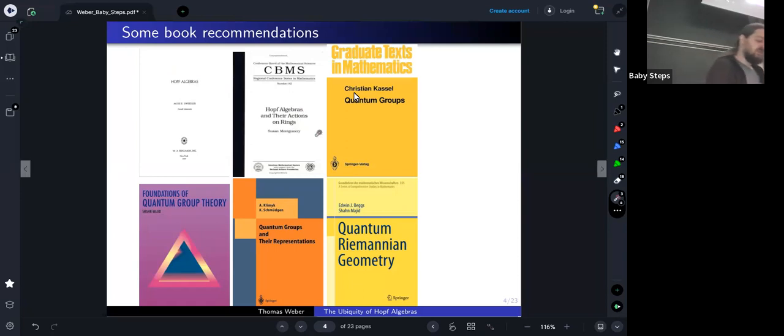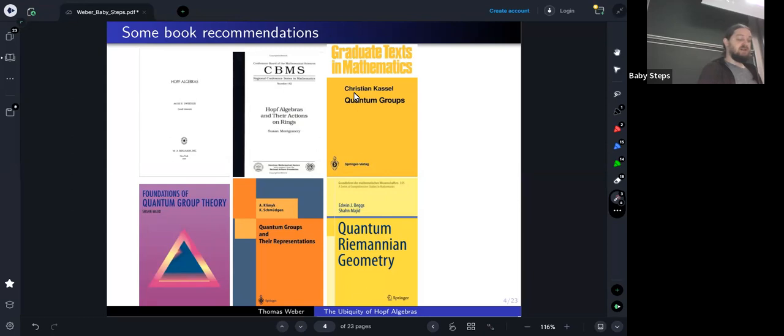The second book by Montgomery, I recommend very highly because it's very fast. If you want to learn something in a very few pages, go to this book. But you also have some Hopf-Galois theory there, right? Absolutely. This comes in the second half. You can also learn this, and it's written in a very clear way.